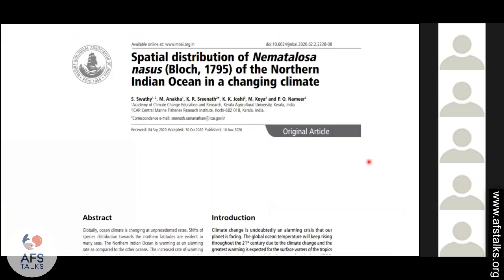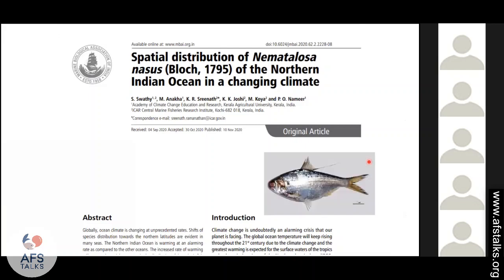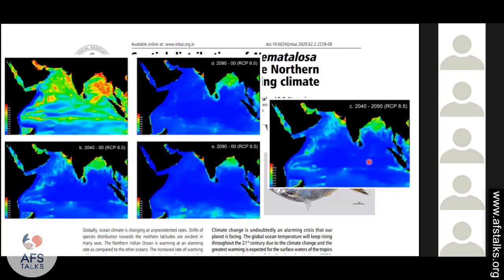And this is another paper that modeled the spatial distribution of Nematalosa nasus of the northern Indian Ocean in a changing climate. Actually, we included the climate parameter here. That is, we added the RCP scenarios. We checked the shift of this species in RCP 6 and RCP 8.5. The shift of species distribution towards the northern latitudes is evident in many seas. So the northern Indian Ocean is also warming.